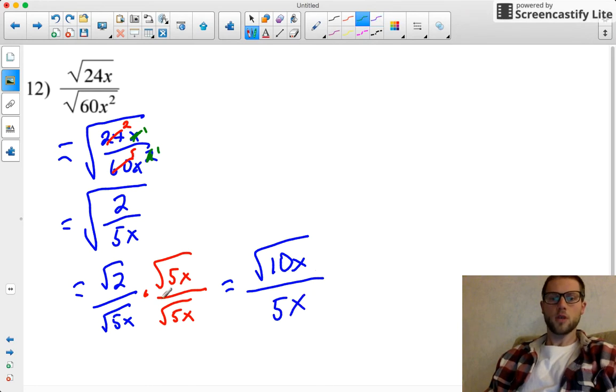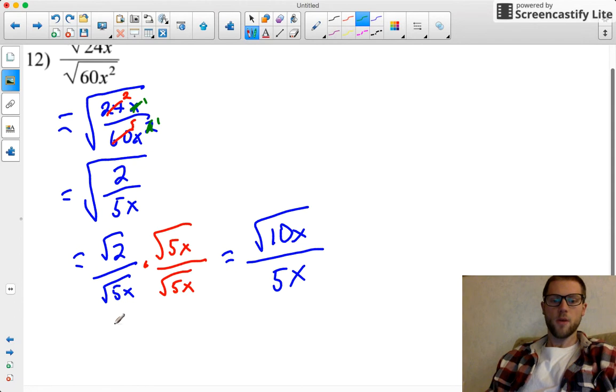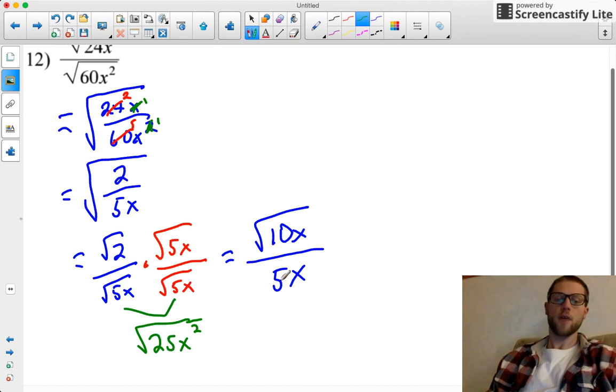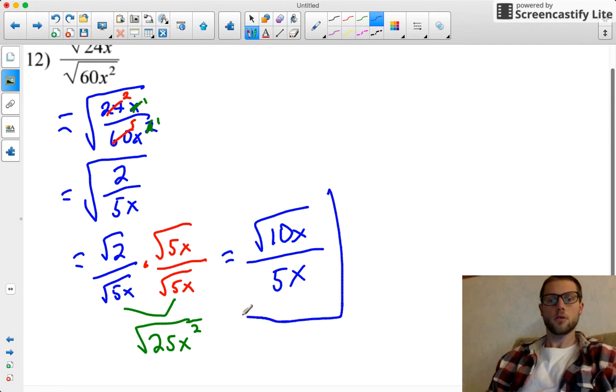Now, if you're having some trouble seeing where this square root of 5x times this square root of 5x brings me back to 5x, well, think about what this means. If I were to multiply these two things together and keep it under the radical, I would have 25x squared inside my radical here. And we can see here 25 is a perfect square. It's 5. And x squared is a perfect square. Well, the square root of x squared is x. So I can eliminate this radical if I multiply it by itself, really. So hopefully that helps. And this is my answer to number 12.